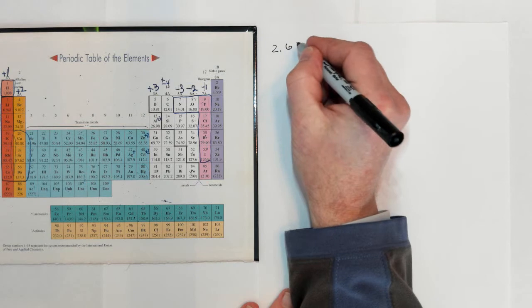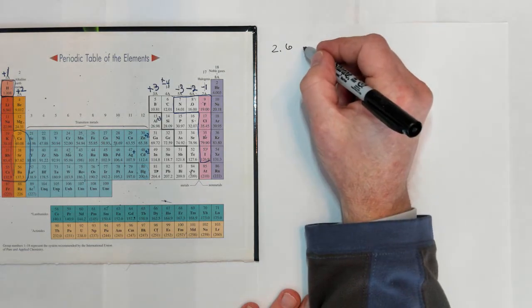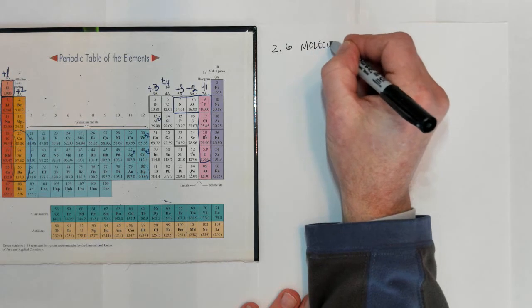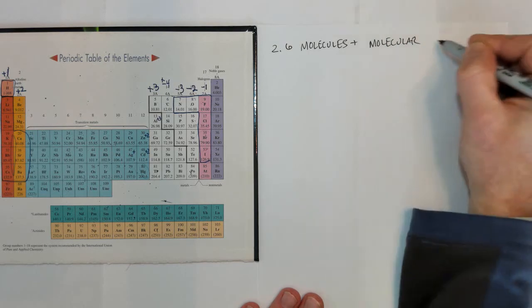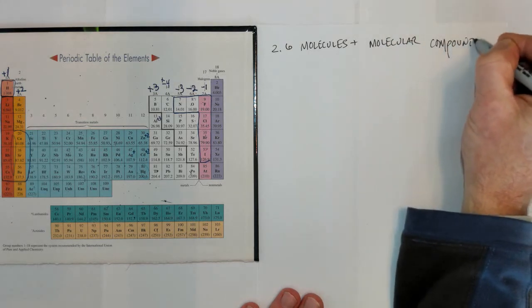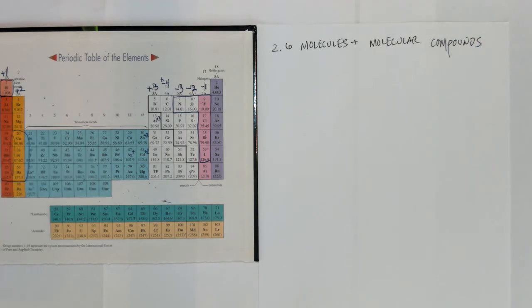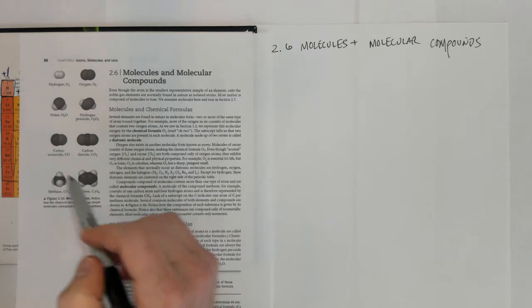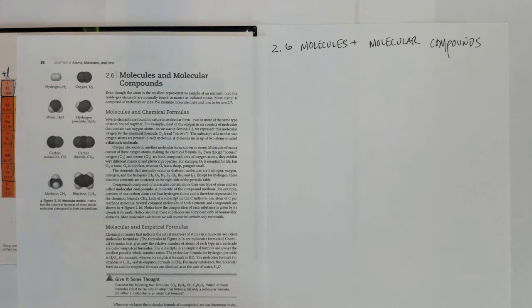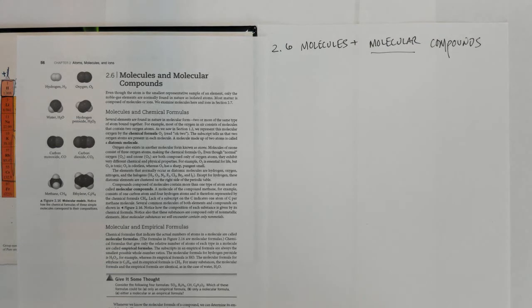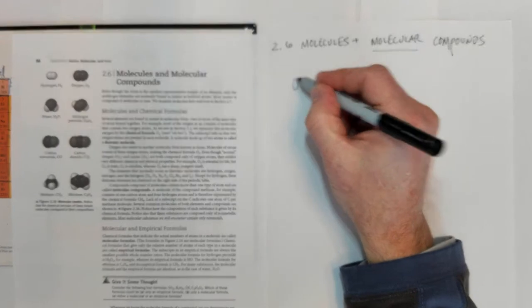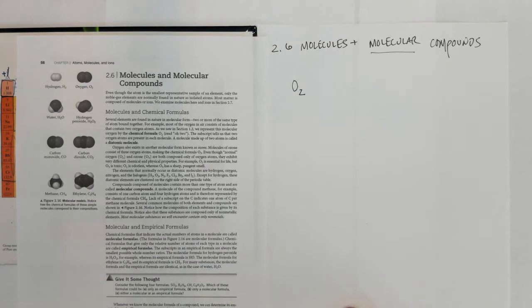Section 2.6 in your textbook is called Molecules and Molecular Compounds. If you check it out in your book, they give lots of nice colorful pictures of some molecules. And there are several elements that are found in nature in what are called their molecular form: 2 or more of the same type of atoms that are bound together. For example, the most common one is oxygen. Always exists as a pair, and it exists as O2.